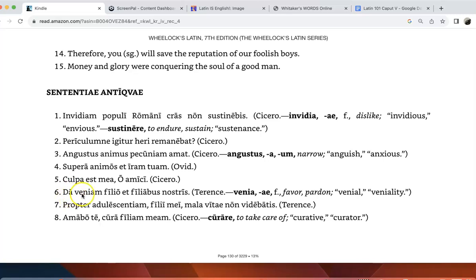Okay, sex here. Da veniam filio et filiabus nostris. So here we have Terence, a writer of comedy.